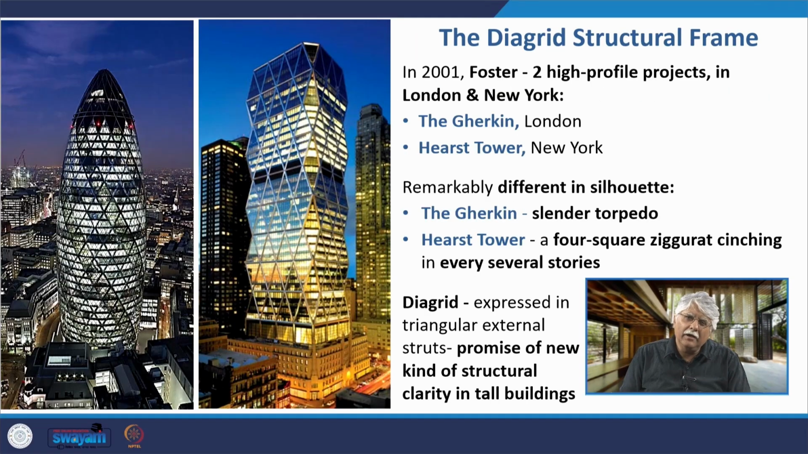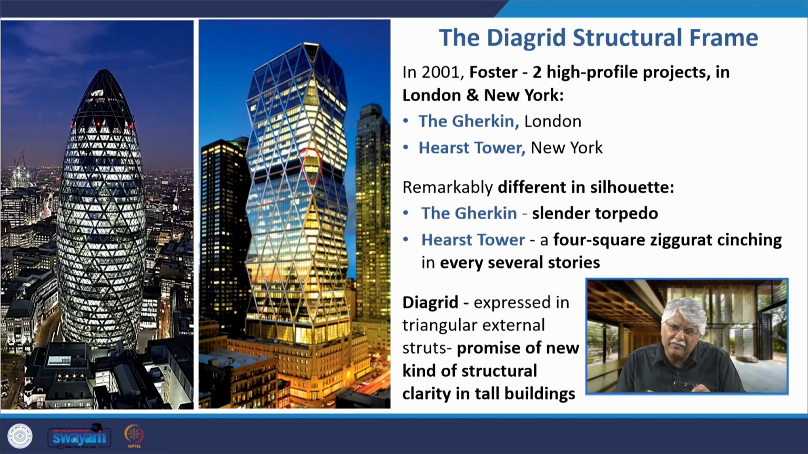So in 2001, Norman Foster designed two high profile projects in London and New York, the Gherkin in London and the Hearst Tower in New York. Both of them were different in silhouette. The Gherkin was, like I said, like a slender torpedo, and the Hearst Tower was a four-square ziggurat, and it had this kink in all the corners.